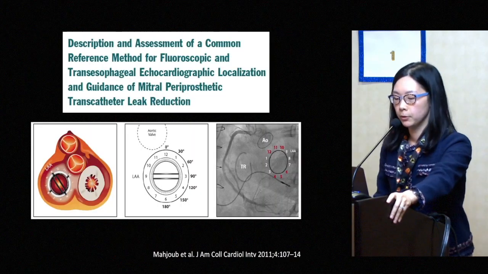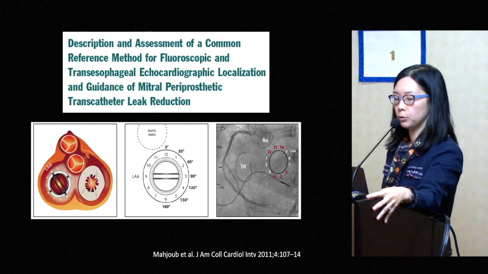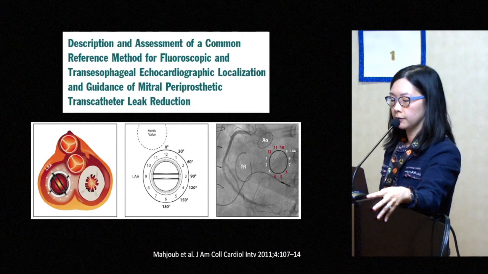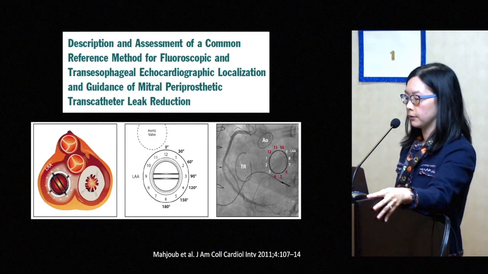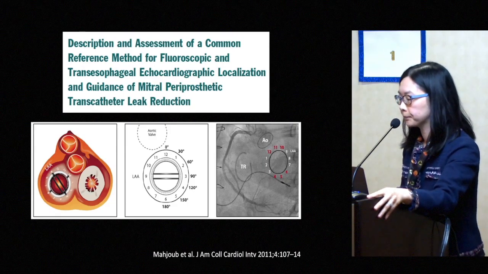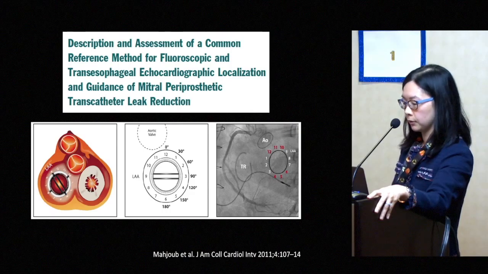So this is a nice paper out of the Montreal group. They actually tried to standardize the description. Where the aortic valve is, they located that at between 11 and 12 o'clock, and then they use a clock face. They go around the clock, and they correlated that to what the angiographic view would be. So this would be your left oblique view, and you can see there's your aortic valve, and once again there's your mitral valve, and that's where the 12 o'clock would be.